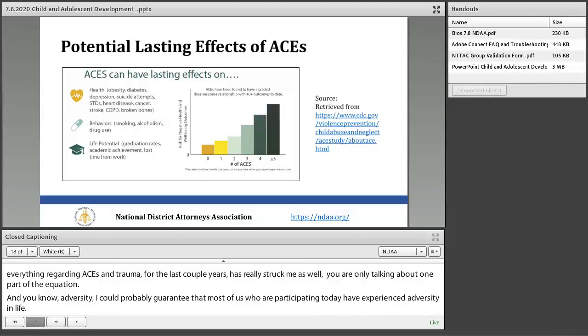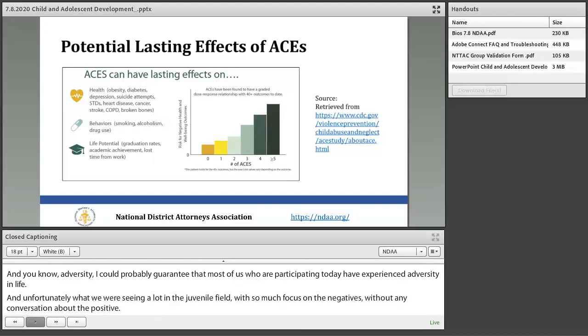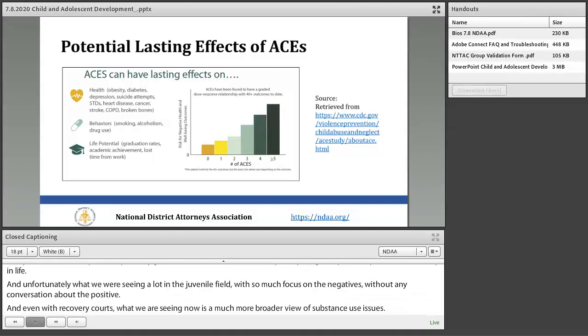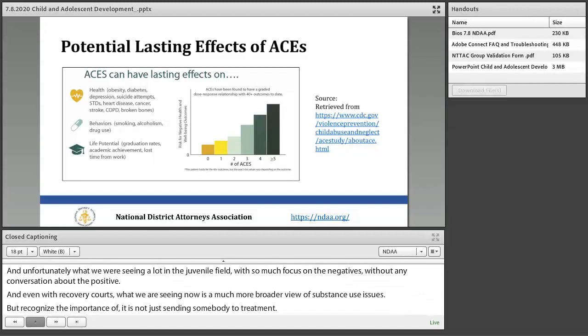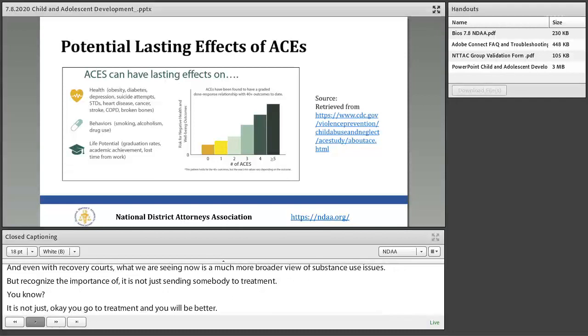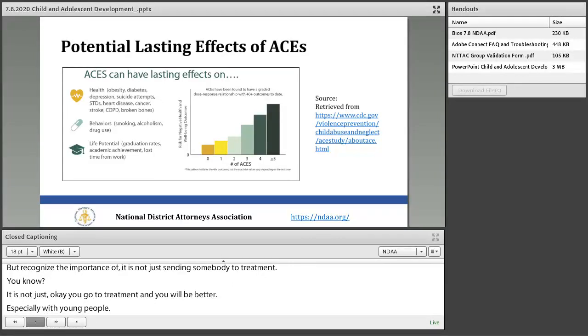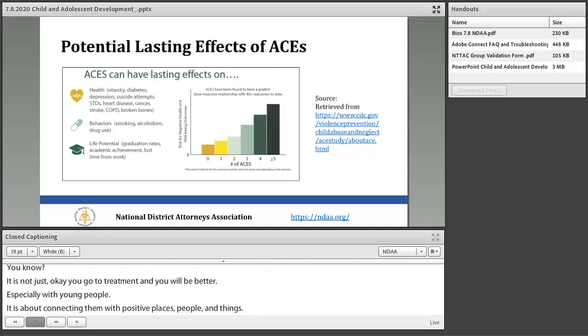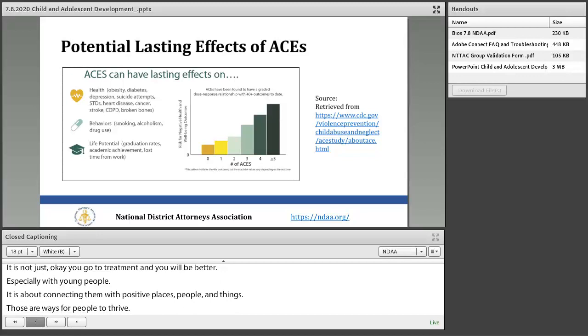And even with recovery courts, what we're seeing now is a much broader view of substance use issues, recognizing that it's not just sending somebody to treatment. It's not just, okay, you go to treatment, you're going to be all better, especially with young people. So it's all about connecting them to positive people, places, and things. Those are ways for people to thrive, because that really is what we're trying to do. We don't want kids to just be revived. We want them to thrive.